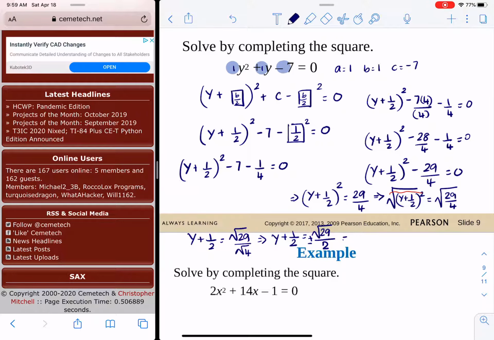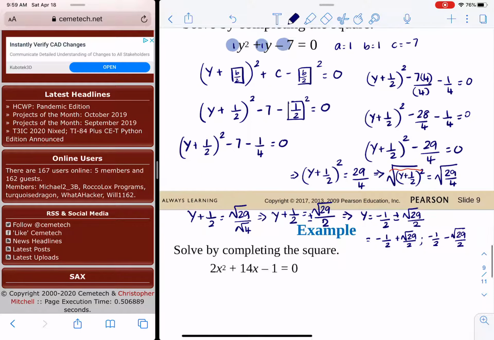Move that 1/2 to the other side. We have y equals negative 1 over 2, plus or minus square root of 29 over 2. So the two solutions are negative 1 over 2 plus square root of 29 over 2 and negative 1 over 2 minus square root of 29 over 2.